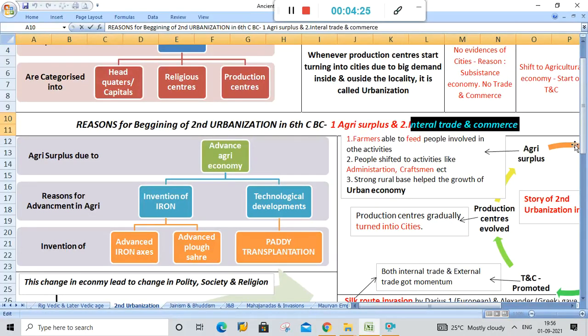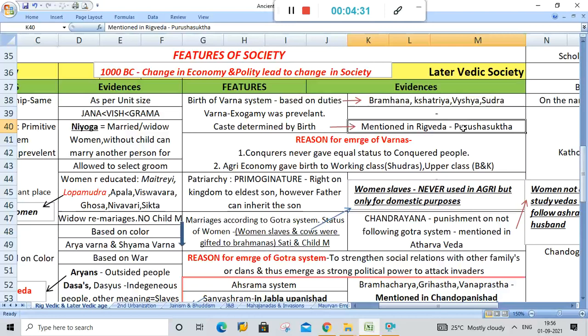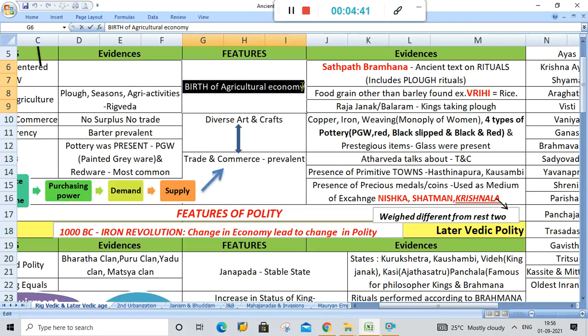As you all know, there was the birth of agricultural economy in the later Vedic period. See, there was just the birth of agricultural economy in the later Vedic period. As we have studied in the previous class, the first and foremost feature of later Vedic economy is the birth of agricultural economy.